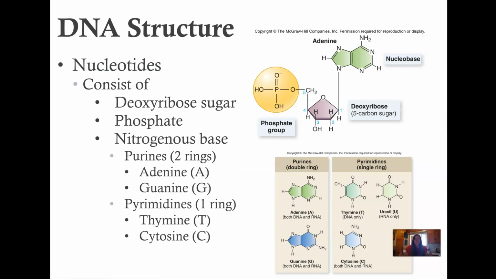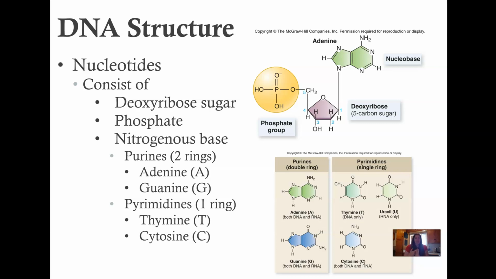So Watson and Crick, again, credited with figuring out the structure of DNA. So let's talk about what that structure actually is. Remember that nucleic acids are a type of macromolecule. We have 4 major types. We have lipids, carbs, proteins, and nucleic acids.